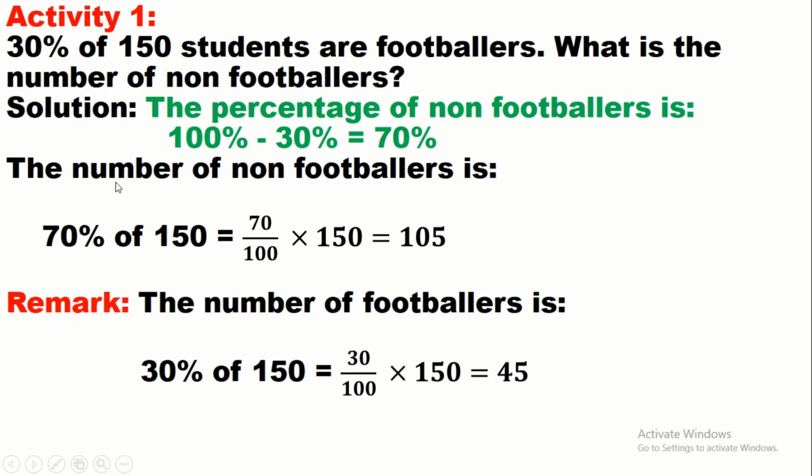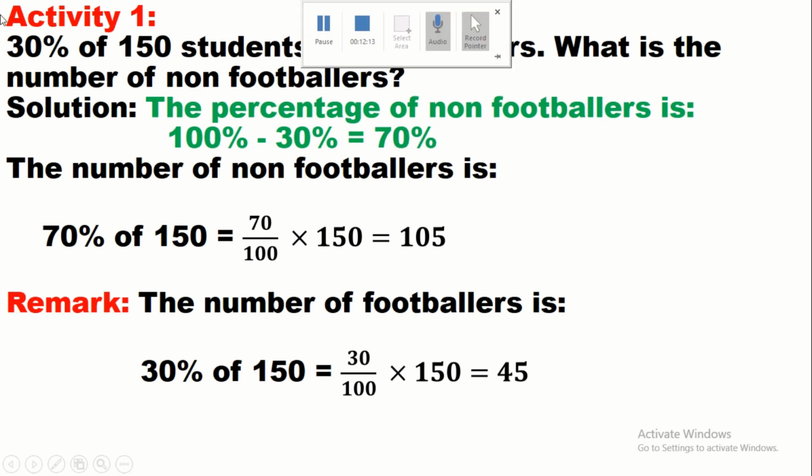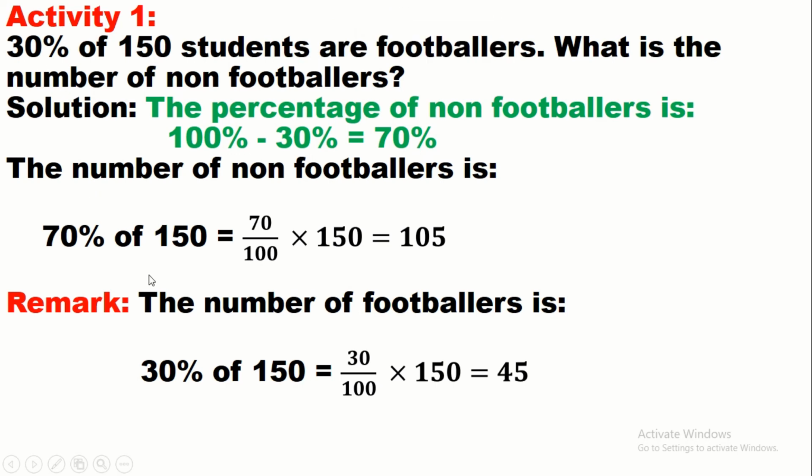Well, the number of non-footballers, isn't it 70% out of 150 students? So we can say that the number of non-footballers is 70 over 100 times 150. Now we can simplify 0 by 0. Also here 0 by 0 to get 7 times 15, which is 105. So from the percentage of footballers, we got the percentage of non-footballers, which is 100% minus 30%, 70%. And from the percentage of non-footballers, we can directly get the number of non-footballers. So it's 70 out of 100 times 150.